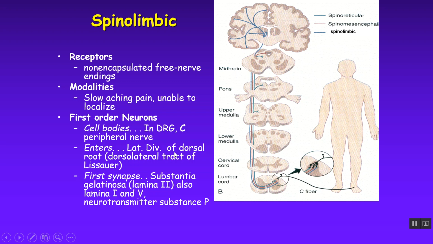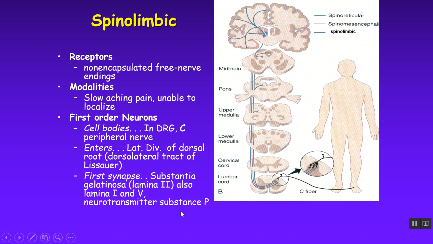C fiber enters the lateral division of the dorsal root, just the same as the other ones. It may ascend or descend a few levels in this thing called the dorsal lateral tract of Lissauer. That's this little white matter area right behind the dorsal horn that I mentioned, where it may go up or down a few levels before it makes its connection. It's going to go into the substantia gelatinosa, just like the other ones. Instead of using other types of neurotransmitters, it's going to use substance P as its neurotransmitter, okay? Versus like a glutamate or something like that.